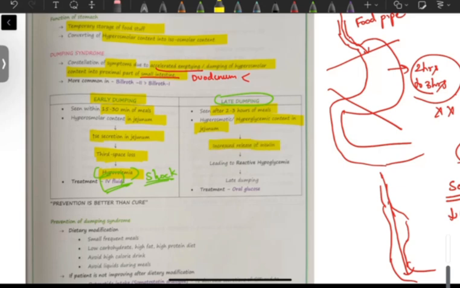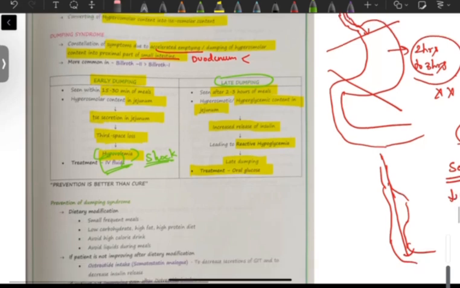Which leads to reactive hypoglycemia, leading to late dumping. So here what we have to do, we have to treat it with glucose, because insulin is there, glucose is not there. Okay, so there will be increased glucose content in the jejunum, because of which there is increased release of insulin.